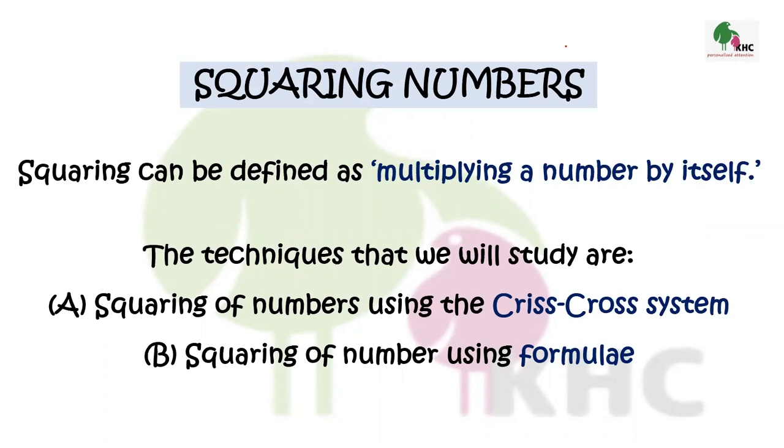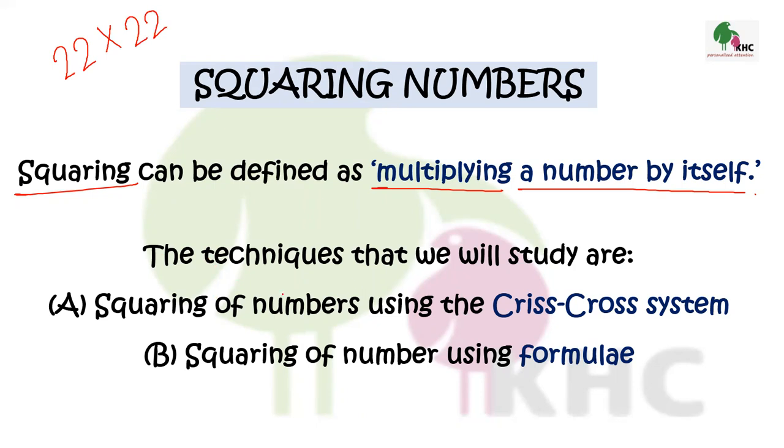Today we are going to start with squaring numbers. So what is squaring? Squaring is defined as multiplying a number by itself. We have already discussed this in our previous classes. Like squaring of 22 is nothing but 22 multiplied with 22 itself.